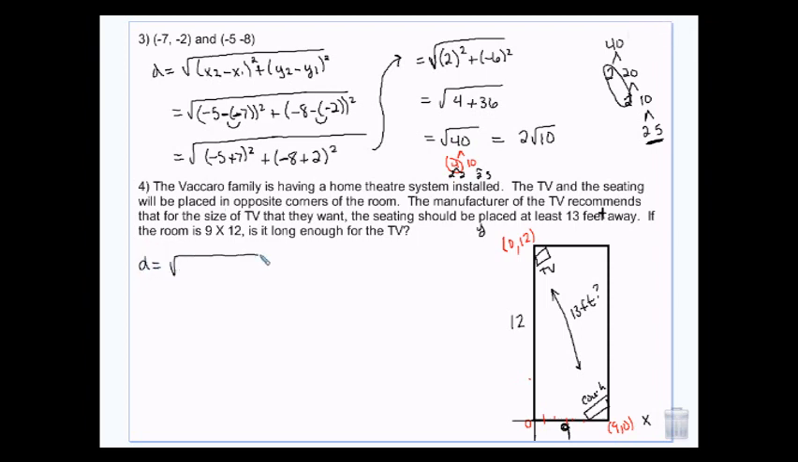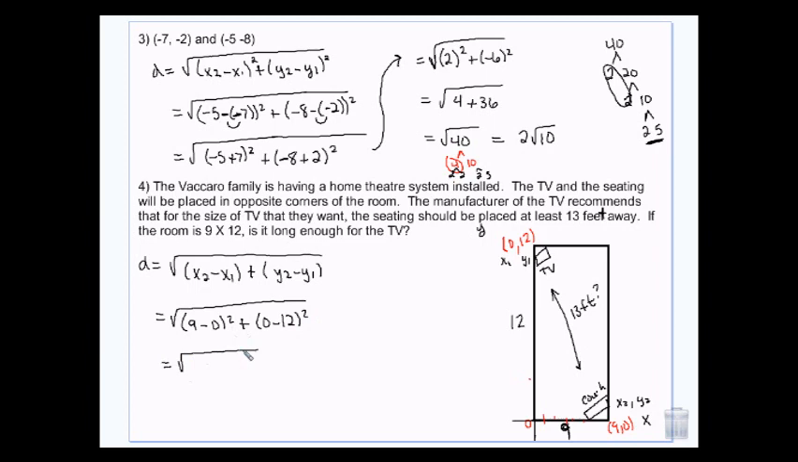Which one do you want to be the 1s, and which one do you want to be the 2s? So this is x1, y1, and this is x2, y2. All right, no, this can be 2s and this can be 1s. That part doesn't matter. So if I do 9 minus 0 squared plus 0 minus 12 squared.